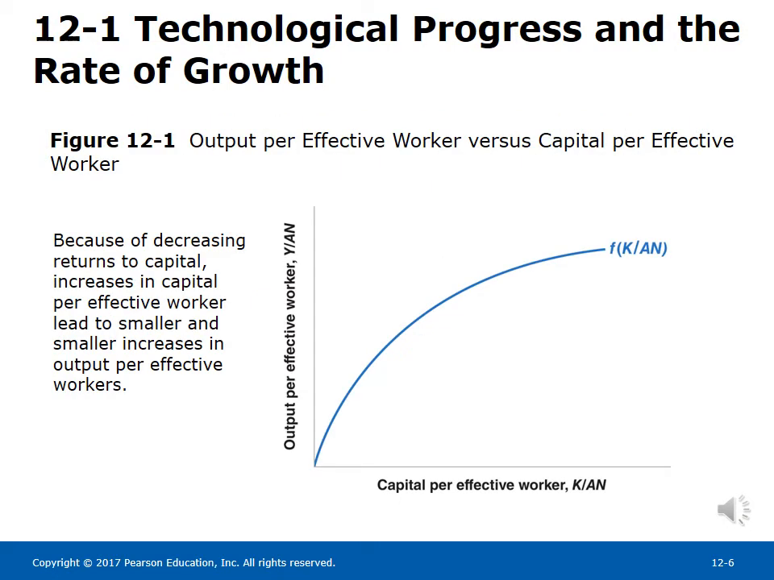(12-1) Technological Progress and the Rate of Growth. Figure 12-1 shows output per effective worker versus capital per effective worker. Because of decreasing returns to capital, increases in capital per effective worker lead to smaller and smaller increases in output per effective worker.